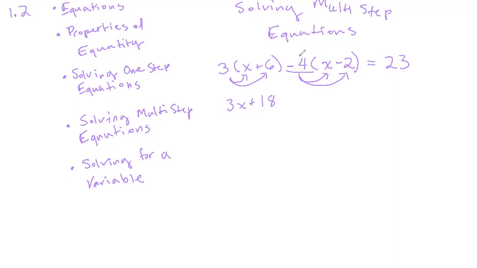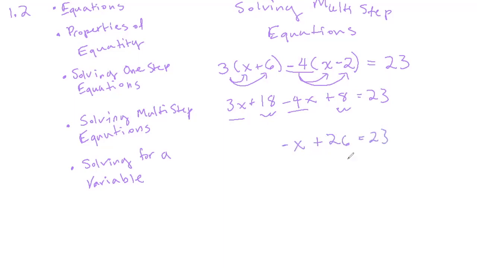So in this case, we have negative 4 times x, which gives you negative 4x. Then you have negative 4 times negative 2, which gives you positive 8, which equals 23. Now what we're going to do is combine like terms. We've got like terms here and here, and like terms here and here. So 3x minus 4x gives you negative x. 18 plus 8 gives you positive 26. So negative x plus 26 equals 23.